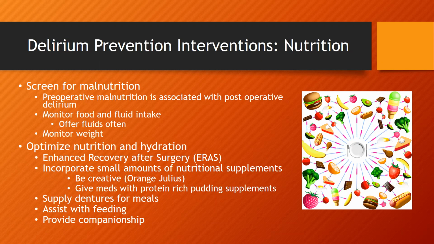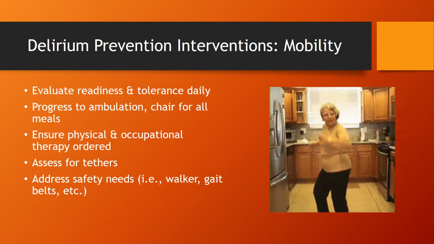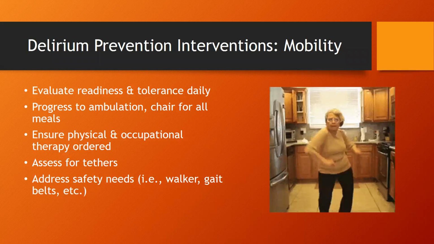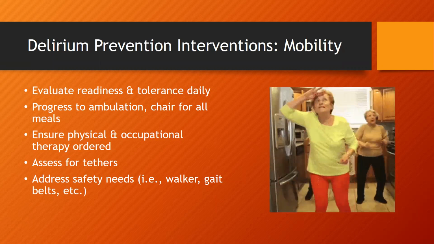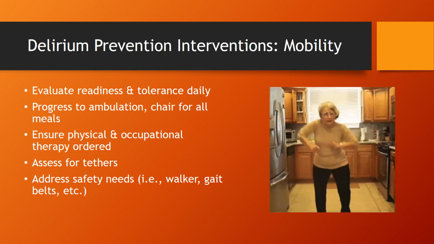Want to make sure that we're supplying dentures for meals, assisting patients with feeding if they require assistance, and then providing companionship. We can encourage family to sit with patients while they eat. Patients always eat more if somebody's around them. And then mobility. So prolonged immobility is associated with a decline in muscle strength and mass, as well as physical and cognitive function. Delirium is often caused by immobility.